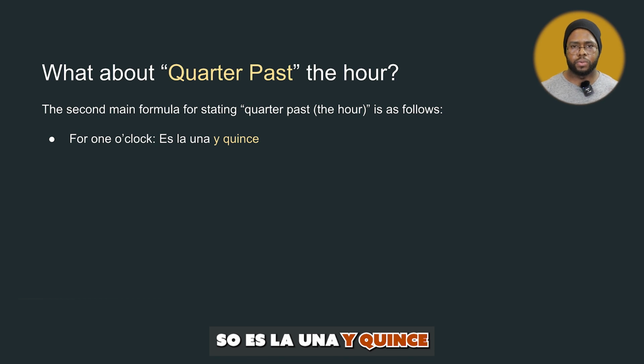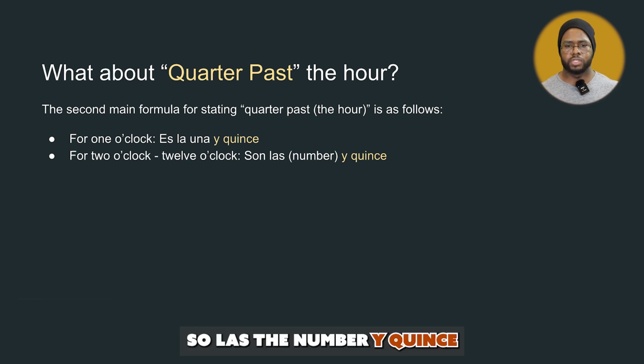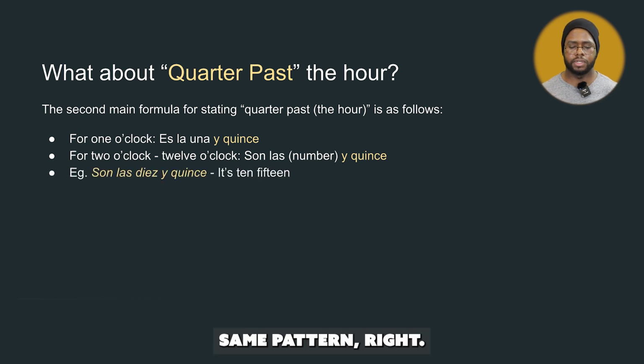So, es la 1:15 would be, it's 1:15, pretty much. Es la 1:15. For 2 to 12, son las, the number, y 15. Same pattern, right? So, for example, son las 10:15, it's 10:15, or quarter past 10.